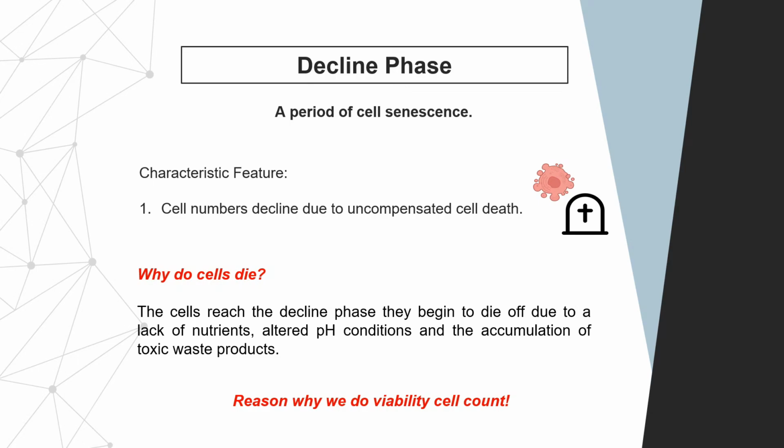Hence it's critical in cell culture that you know how to do a viability cell count. Sometimes when you see it under the microscope, you can't really tell whether the cells are healthy or not. You can't really have a number to tell you how many cells in your flask right now are viable. So you do need to learn how to do a viability cell count.